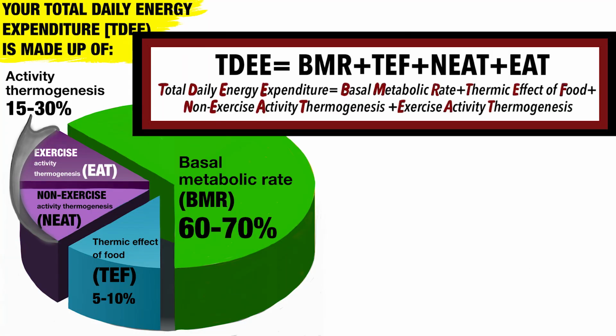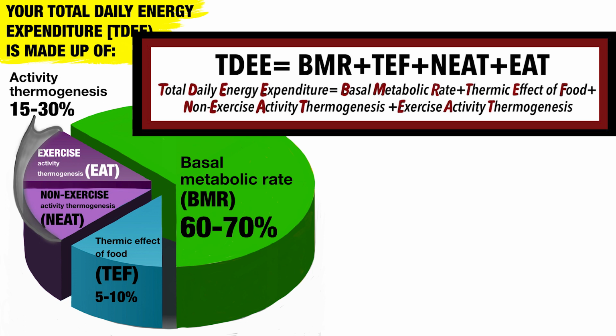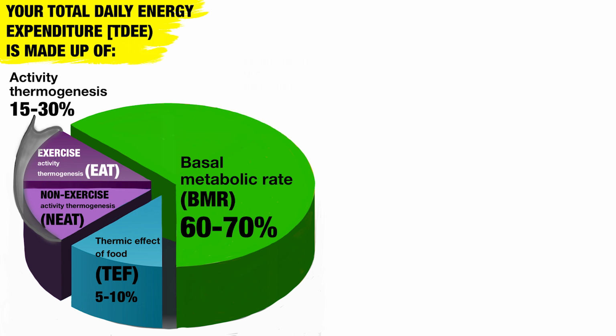I will talk about how your metabolic rate or daily energy expenditure is determined and how it changes with age. Your metabolic rate can be expressed as the number of calories you burn daily, or your total daily energy expenditure.